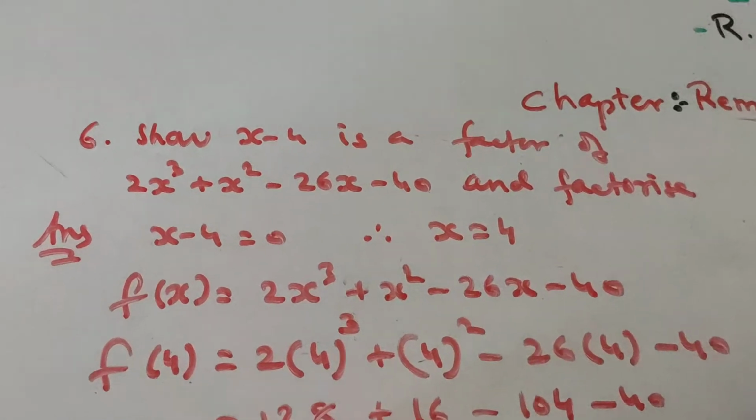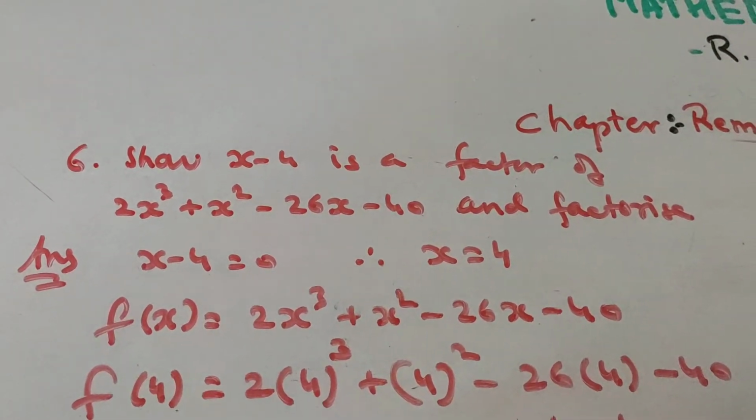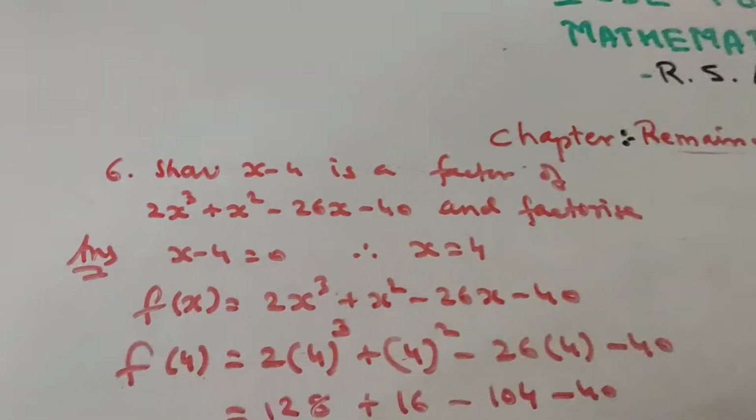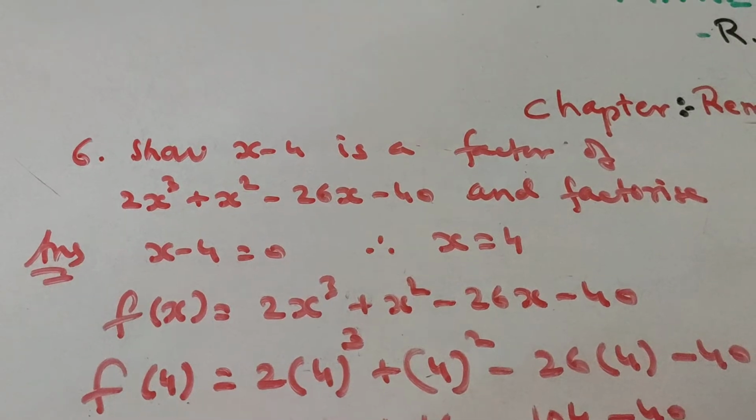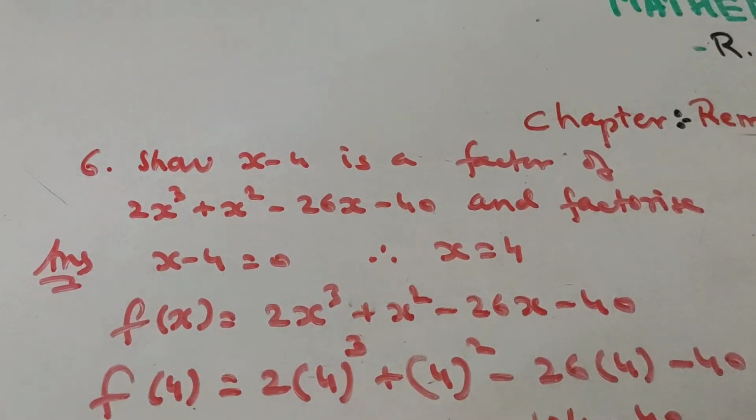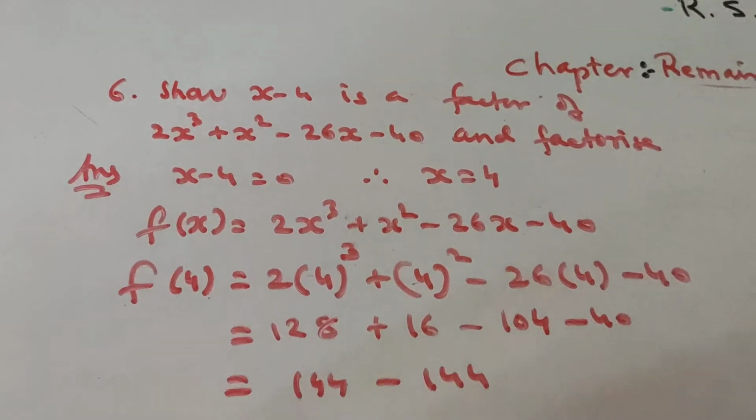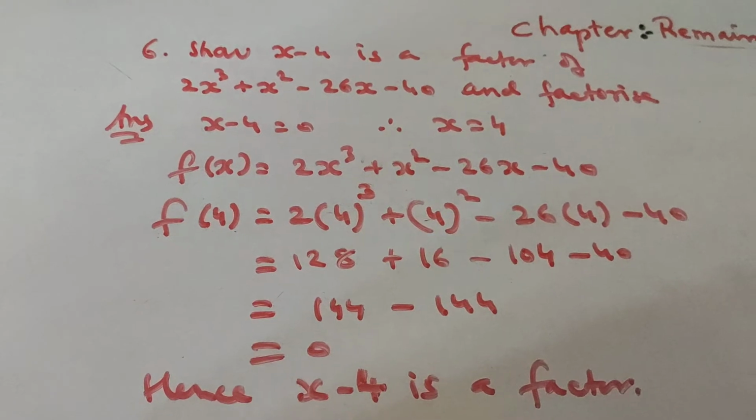So here, sum number 6. Show that x minus 4 is a factor of the polynomial, and then it is asking us to factorize. So take x minus 4 equal to 0, therefore x equals 4. Placing the value of x in the polynomial and simplifying it, we are getting 0. Hence x minus 4 is a factor, but our sum doesn't stop here.